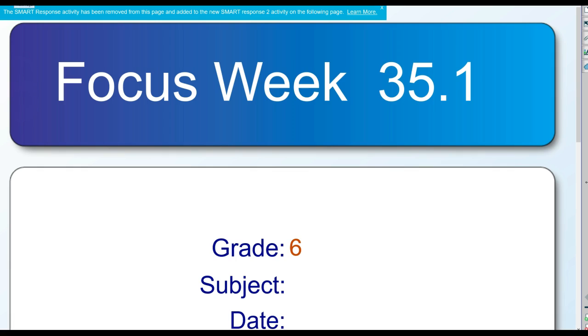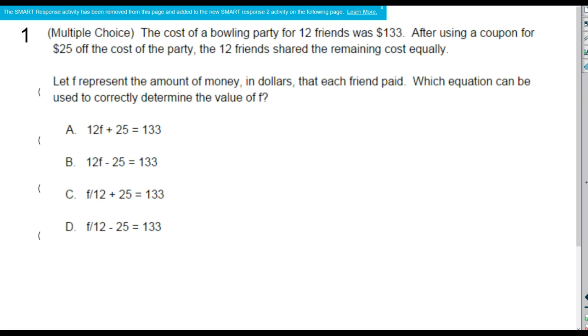So let's get right to it, starting with number 1. Number 1 says the cost of a bowling party for 12 friends was $133. After using a coupon for $25 off the cost of the party, the 12 friends shared the remaining cost equally. Let F represent the amount of money in dollars that each friend paid. Which equation can be used to correctly determine the value of F?